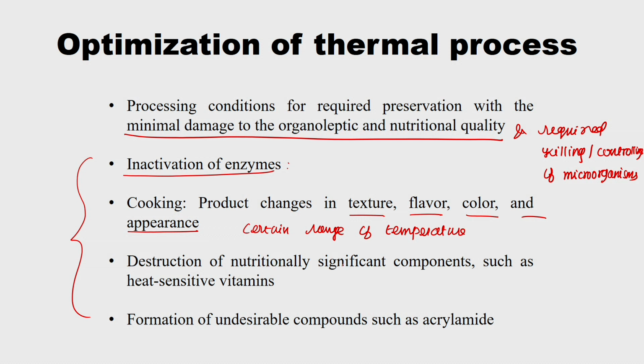Another one is destruction of nutritionally significant components such as heat sensitive vitamins. So this also gets inactivated. Not only the enzymes which are favorable for microorganism metabolic reactions, but heat sensitive vitamins which are useful for us also get denatured. That is an unwanted thing. And sometimes some undesirable components are produced, for example acrylamide, which we call a side reaction, right. These kinds of components are also produced during thermal processing, right. So we need to take care of all of them together when we design any thermal process, right.